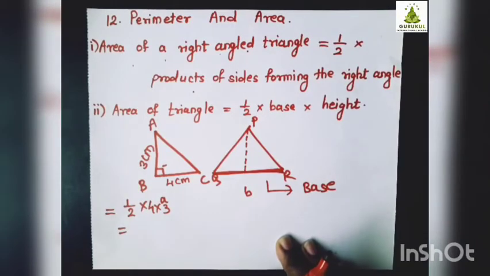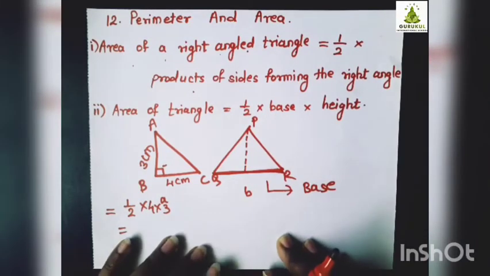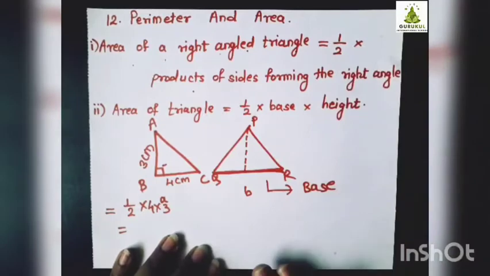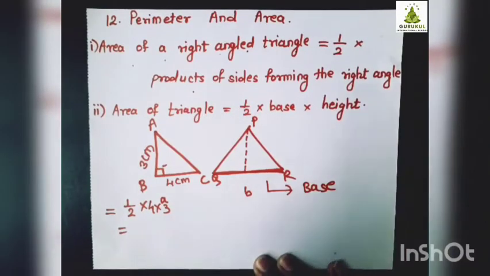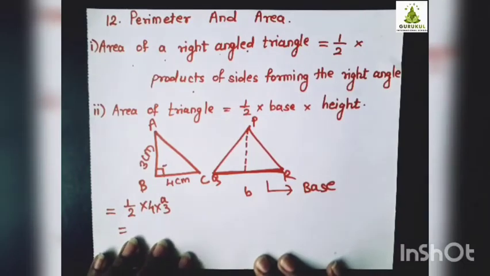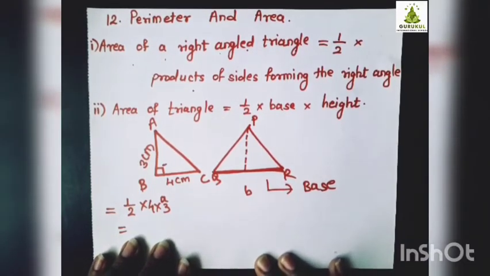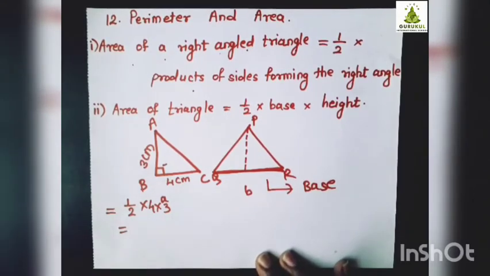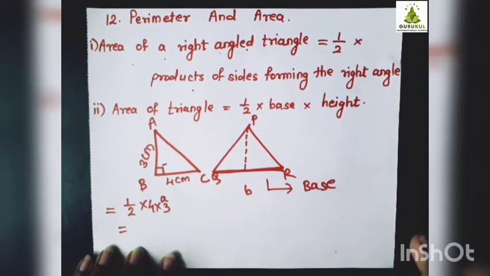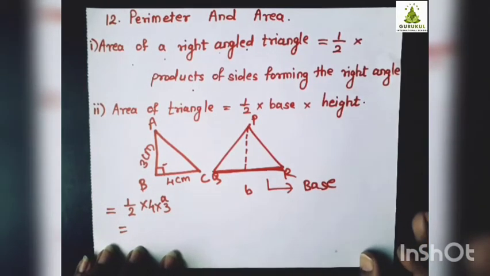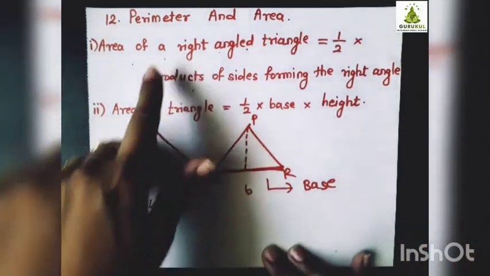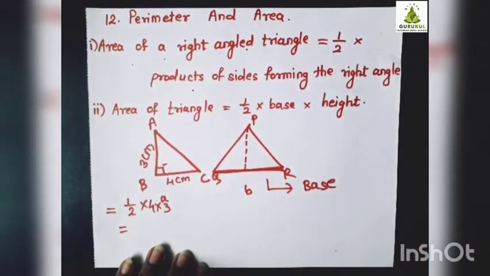Now you might be confused how these formulas came into existence. Why for a triangle are there two formulas? Why are two formulas there and how are they derived? Let us study how these formulas are derived with the explanation that is given in our textbook page number 83. In the next video I will be explaining how the formulas are derived. Thank you so much.